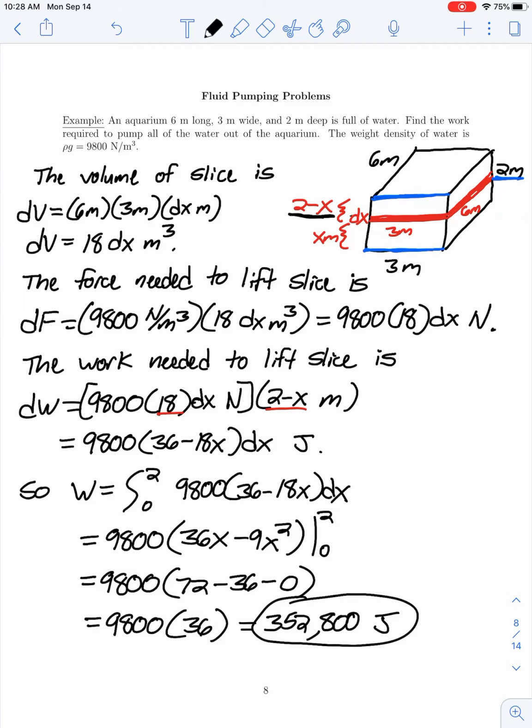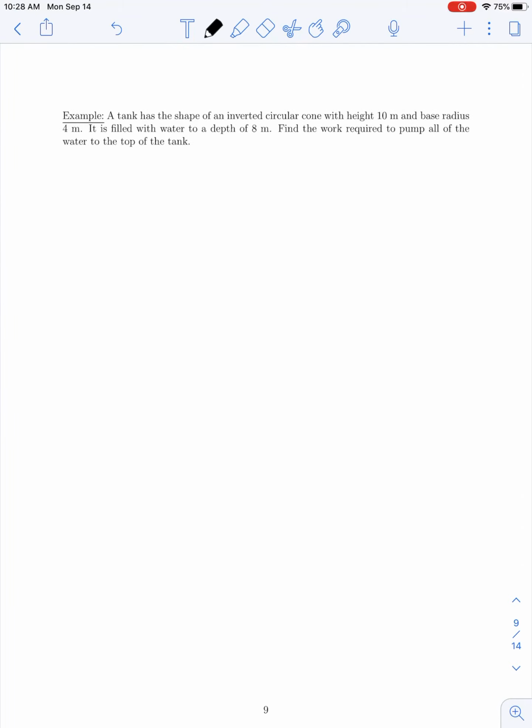So let's look at another problem. In this next example, we are asking a similar problem. We have a tank which has the shape of an inverted circular cone with a height of 10 meters and a base radius of 4 meters. And this tank is filled with water to a depth of 8 meters. So we're asked to find the work required to pump all of this water to the top of the tank, or just over the top edge, perhaps.